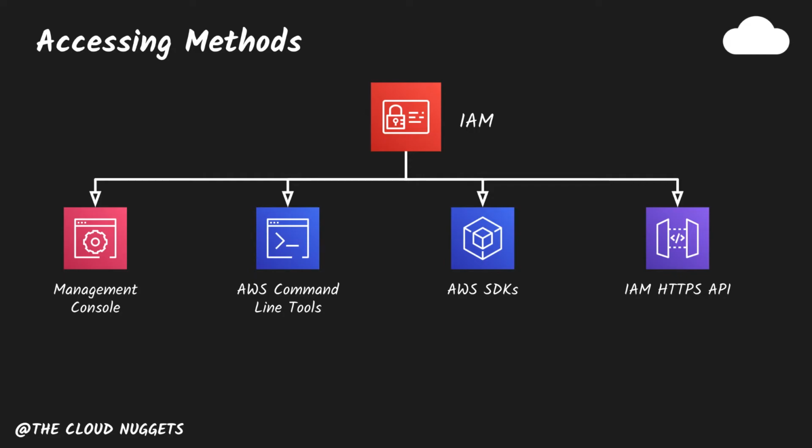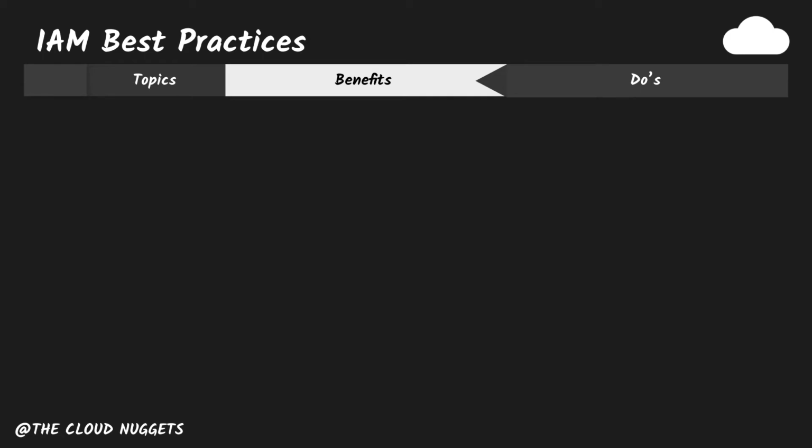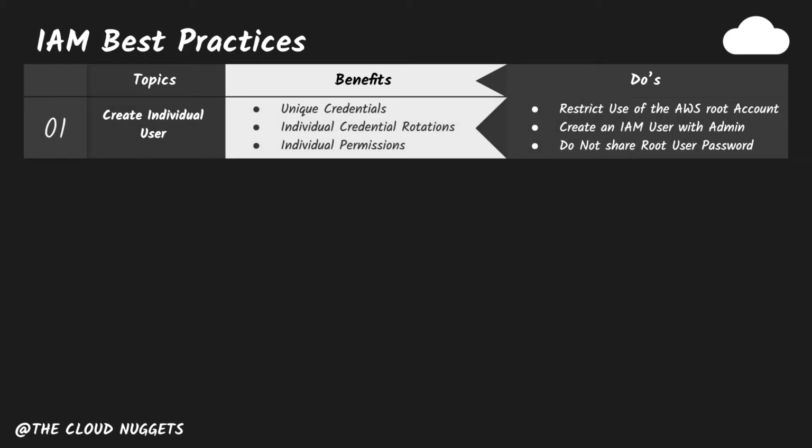Let's get into the IAM best practices. In this session, we will learn some of the IAM practices for beginners. Here, the table is structured in terms of benefits and do's. Topic 1: Credential individual users. What are the benefits of having credentials for individual users? You have unique credentials, individual credential rotations, and individual permissions.